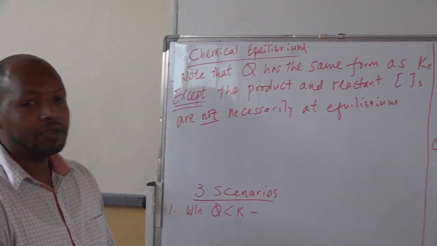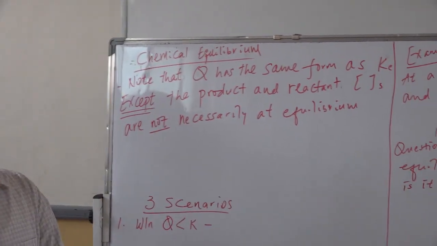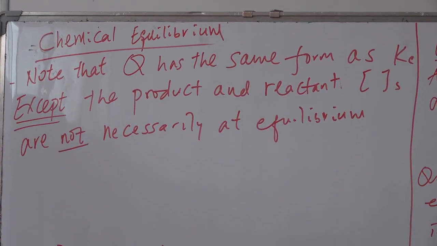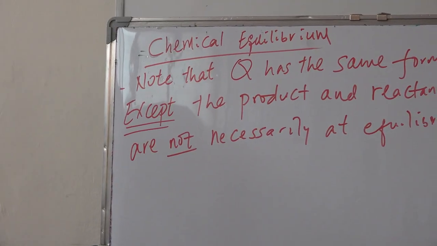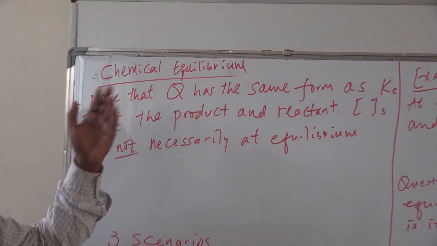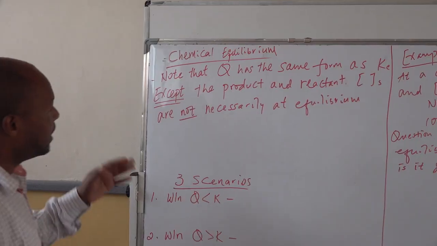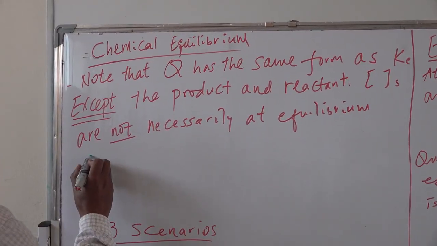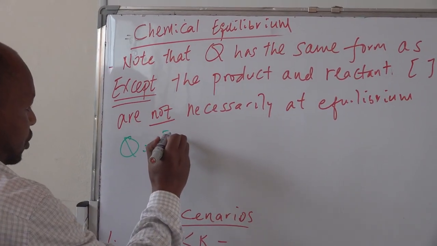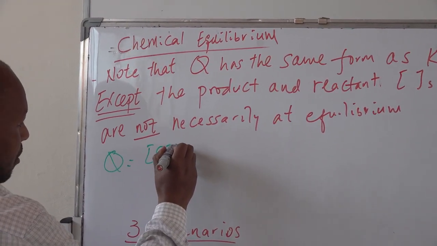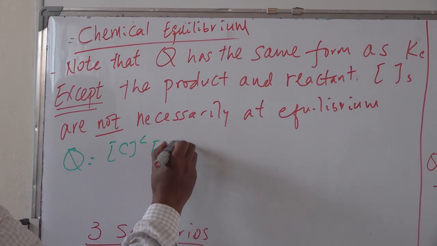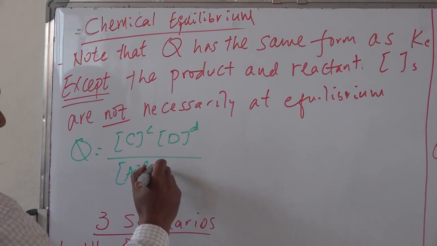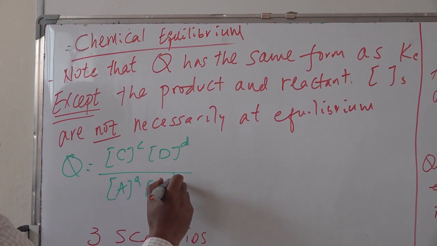Today we are going to discuss chemical equilibrium, and mainly we will compare and see the importance of the reaction quotient, Q, as well as the equilibrium constant, K. Remember that both have the same form, meaning Q is the concentration of C to the power of c times the concentration of D to the power of d over the concentration of A to the power of a times the concentration of B to the power of b.